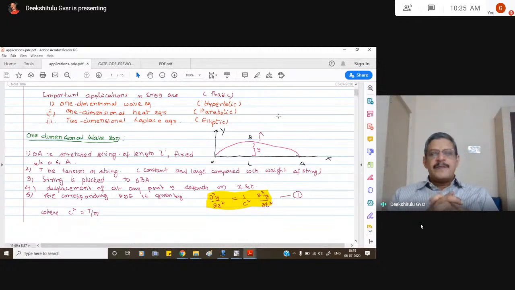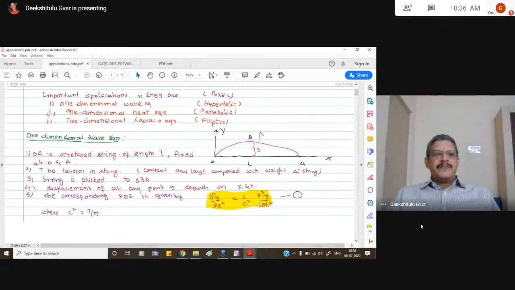So first we will see what is the one-dimensional wave equation. This is a diagram that we generally have to understand. Let us say from OA we have a string, tightly stretched like this, and fixed at both the ends. Let us say the length of the string is L, fixed at O and A. Since it is fixed at O and A, there is no displacement at the end points.